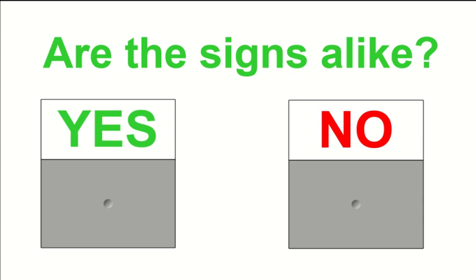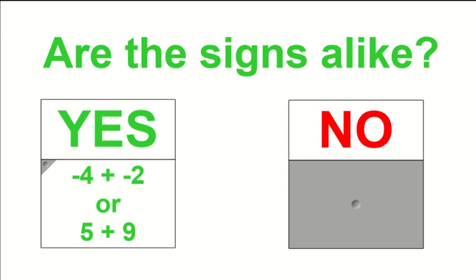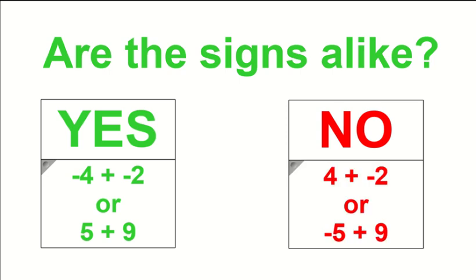So the first thing you always want to do is you gotta look, are the signs alike? And by alike, I mean both positive or both negative. So negative 4 plus negative 2, or positive 5 plus positive 9. Or are they different? If they're not alike, that means you have a positive plus a negative or a negative plus a positive. Everybody clear on what I mean by whether they're alike or not alike? It's not anything tough. So once you ask that question, you do different things depending on which one the answer is.